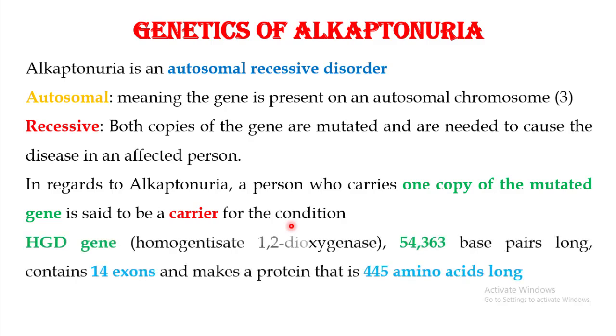The gene is known as the HGD gene, and it codes for the enzyme homogentisate 1,2-dioxygenase. So the gene involved in alkaptonuria is the HGD gene. This gene has 54,363 base pairs, contains 14 exons, and makes up a protein that is 445 amino acids long. So this is the general information about the gene involved in alkaptonuria.